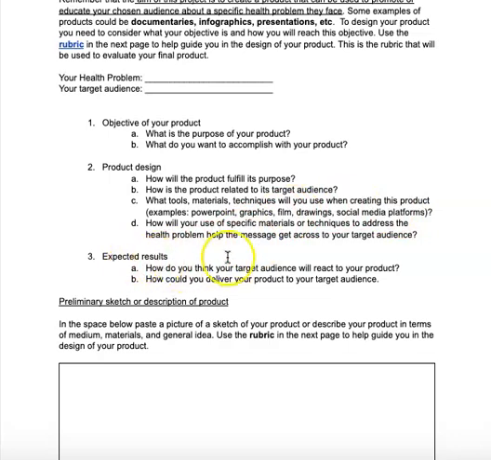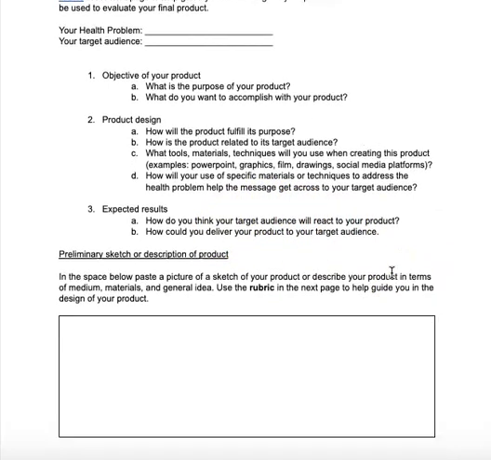Expected results. How do you think your target audience will react to your product? Once you create your product, what do you think is going to be the reaction from your audience, and how could you deliver your product to your target audience? Again, the idea is to have them be able to see it, right? So how could you deliver this product?